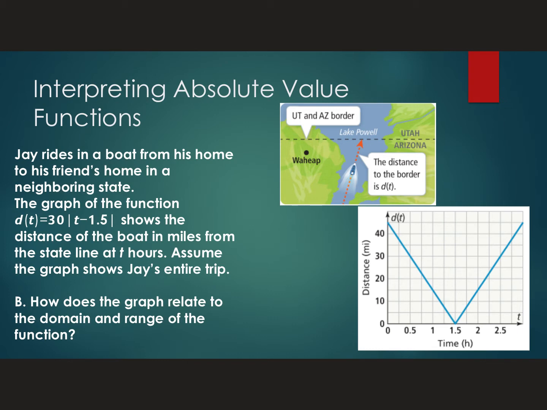So in the same situation, how does the graph relate to the domain and range of the function? So we've been talking about the domain and the range of these functions. So the domain of this function is our possible x values. Well, we can see our possible inputs. We start at time 0 and we go to time 3. So our domain is 0 is less than or equal to x, which is less than or equal to 3.